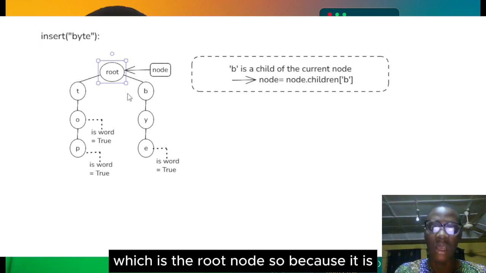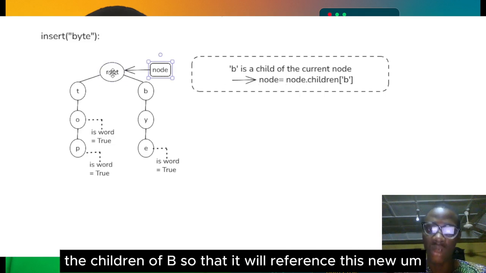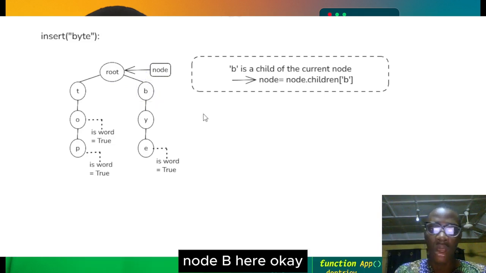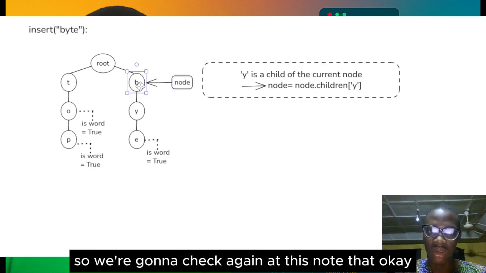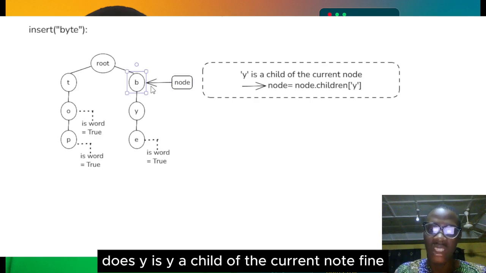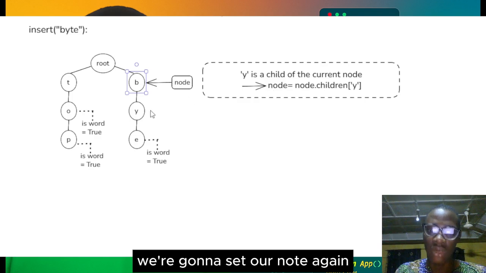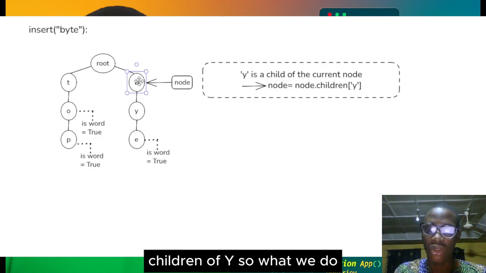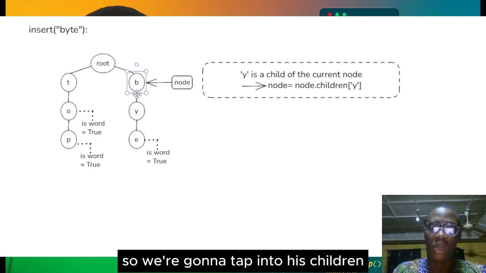Because it is, we are going to change our current node to the children of B, so that it will reference this new node B here. Doing that, we are now at this current B. We check again at this node: is Y a child of the current node? Fine, Y is a child of this current node B. So we're going to set our node again to the children of Y. What that means is that B is the current node now, so we're going to tap into its children.